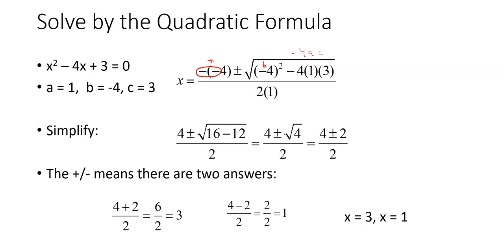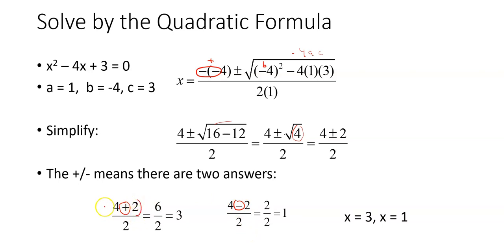So you notice I worked on the radical expression first. 4 squared is 16. 4 times 3 is 12. Once I got a 16 minus 12, I replace it with a 4. Then I simplified the square root of 4 as 2. And now I'm at the point where I'm ready to break this apart into 2 pieces. One of them is 4 plus 2 over 2. The other is 4 minus 2 over 2.